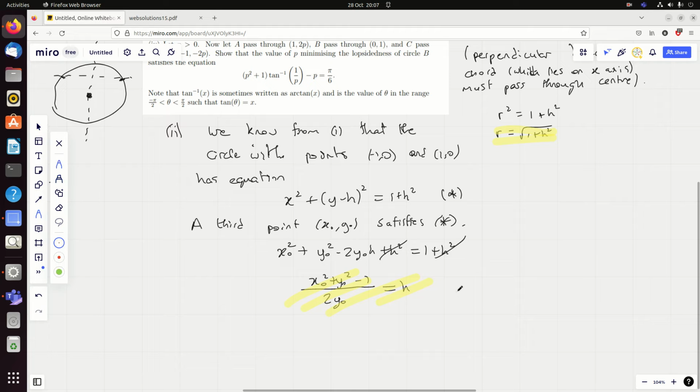Okay, so I do need a little sentence now explaining clearly that each distinct point x0, y0 corresponds to just one unique value of h. And you can see that from this equation here. And that proves the result.